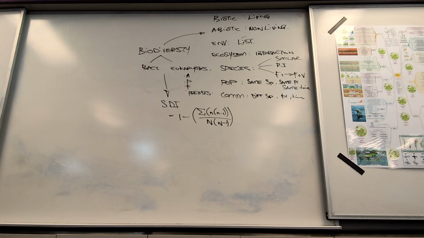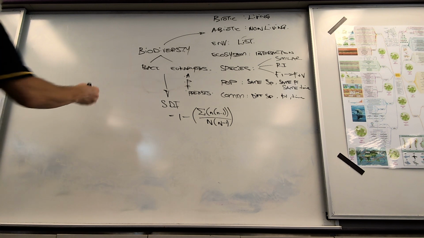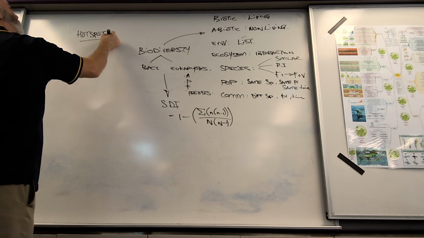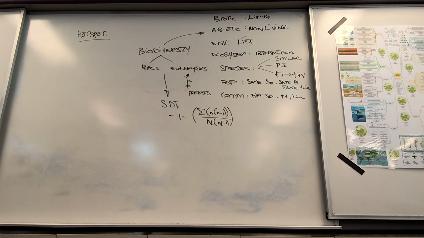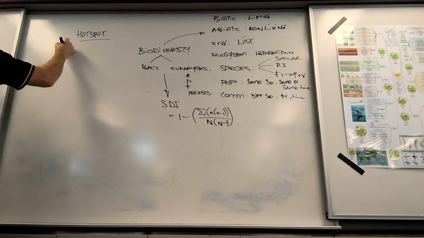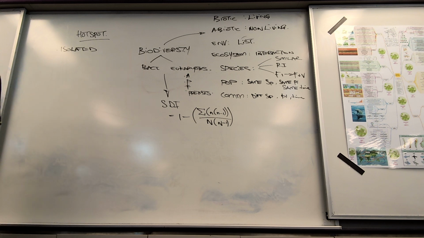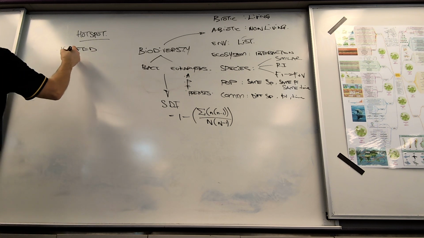The last thing we need to know about is a biodiversity hotspot. If we've got a hotspot, what is a biodiversity hotspot? It's somewhere that hasn't been touched by humans. Something that, yes, but first of all, I agree, it's isolated from humans. Or it was isolated from humans because humans are everywhere now. Isolated from humans.